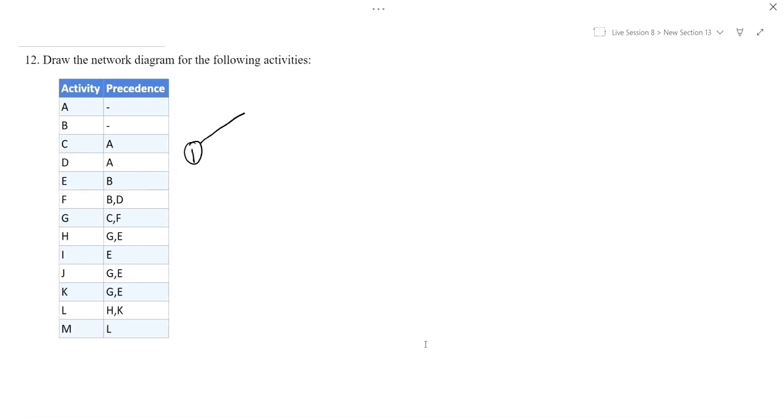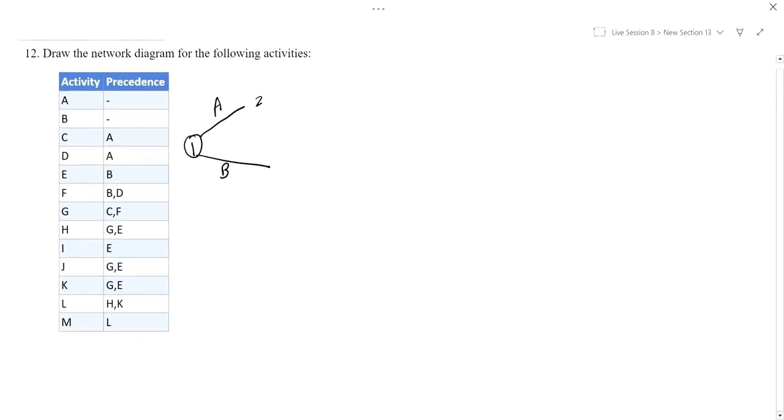So this is A and B, A and B. Now A is preceded by C, C is preceded by A, D is also preceded by A. So we will have C and D coming from A.